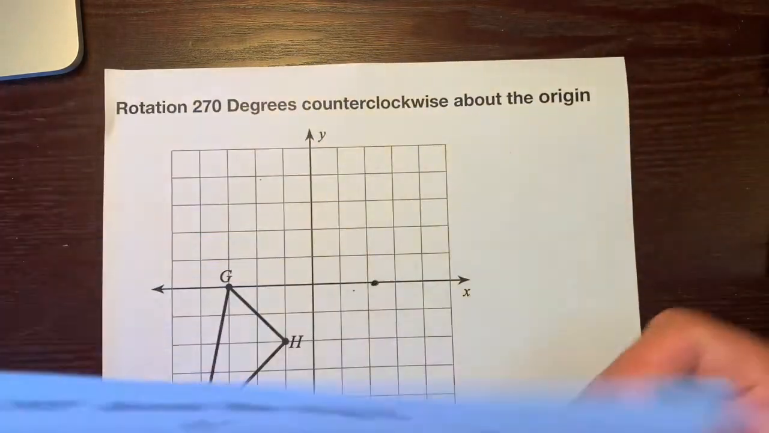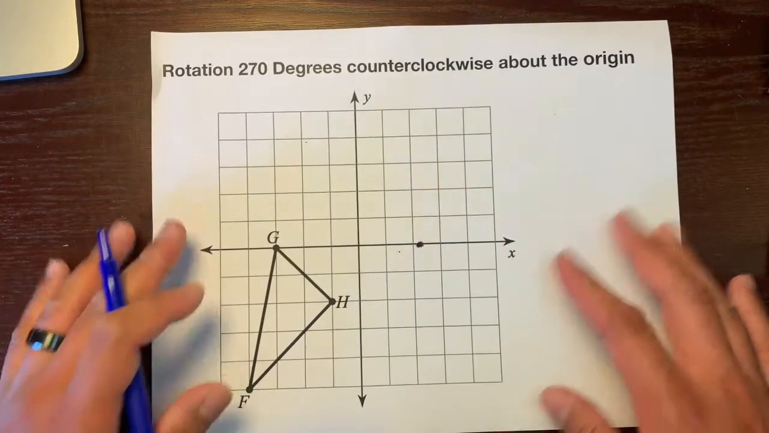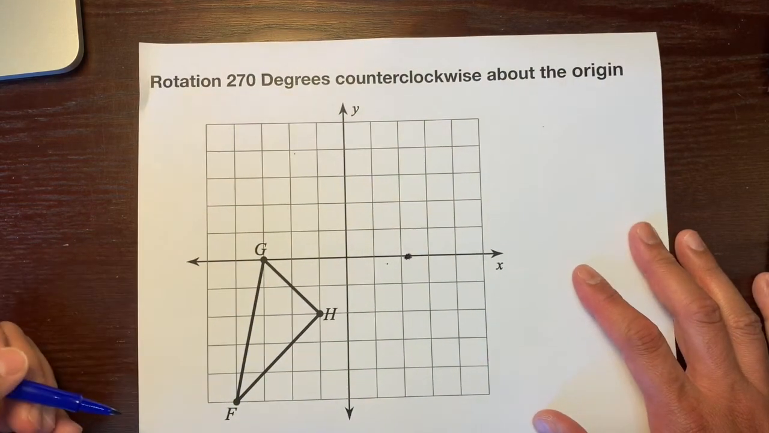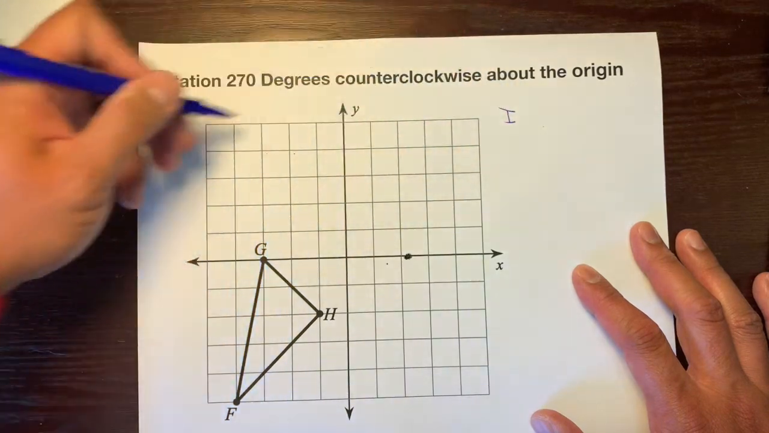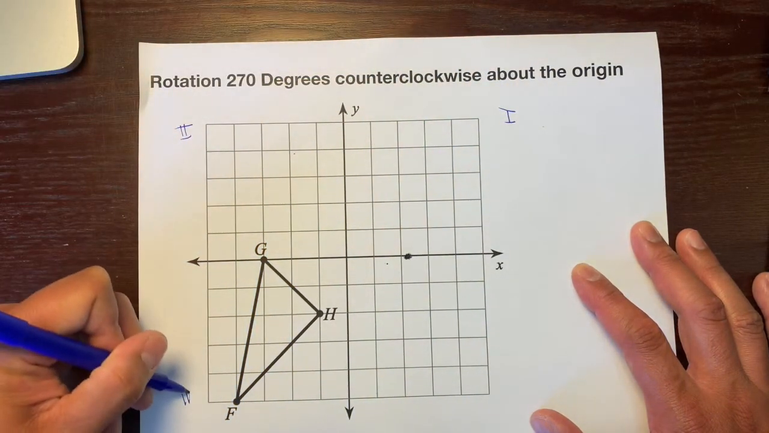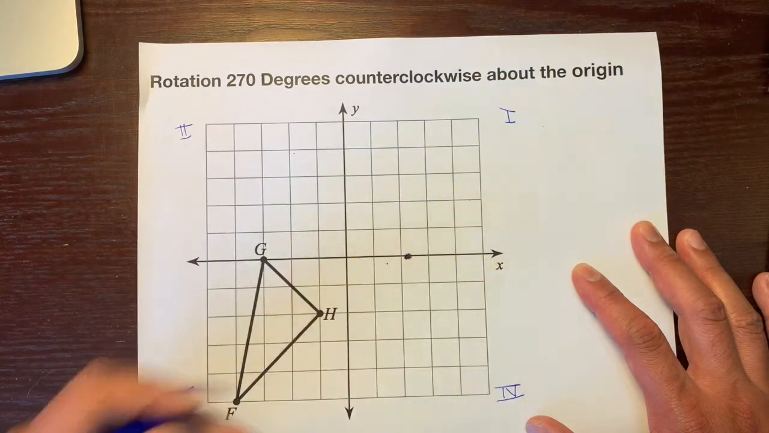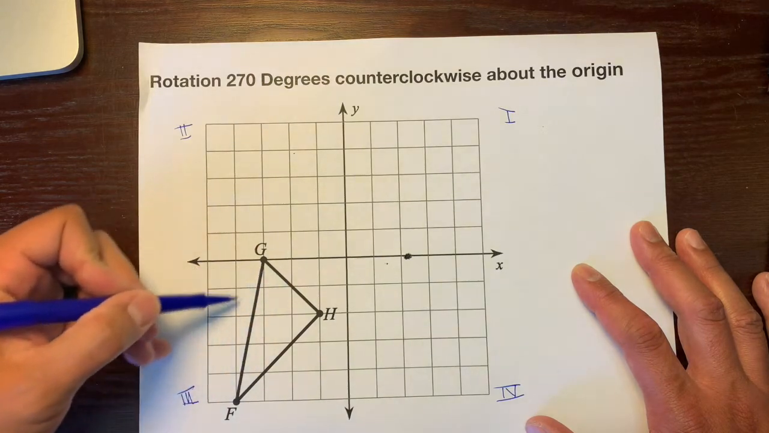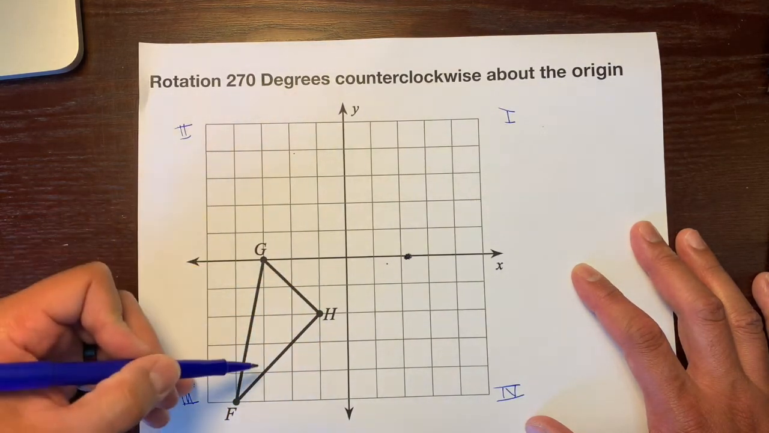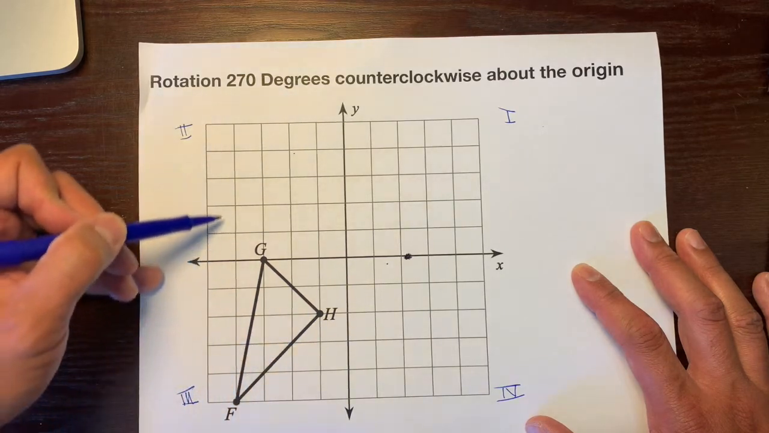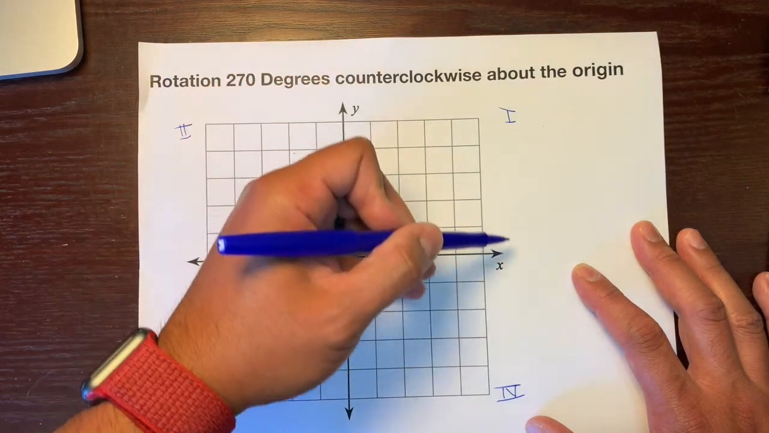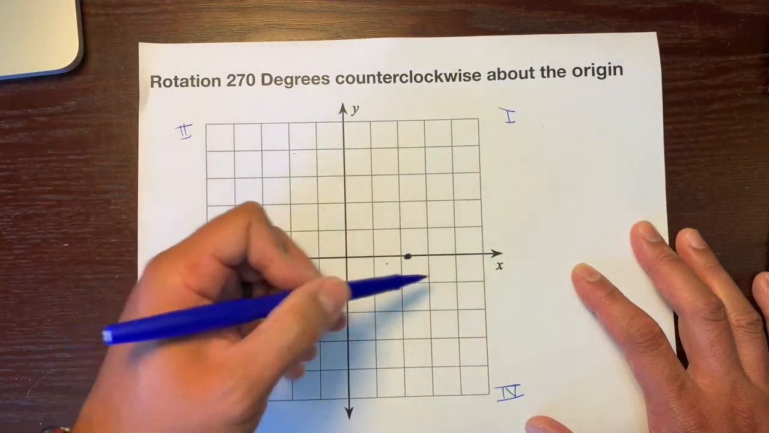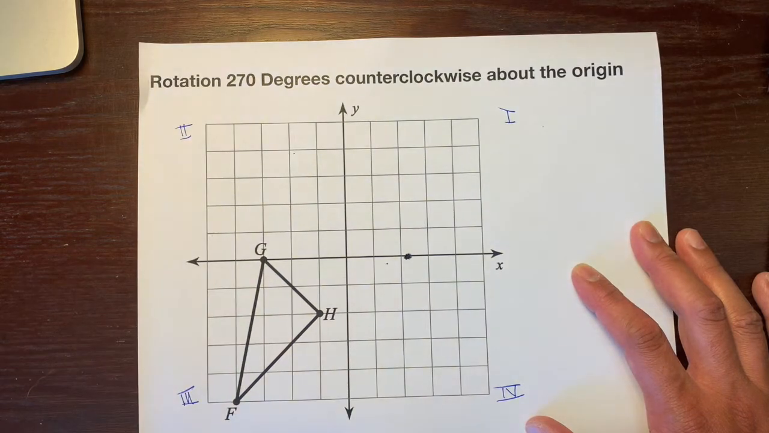All right, and here is our final example, a rotation of 270 degrees counterclockwise about the origin. So here's our first, second, third, and fourth quadrants, and about the origin. So this triangle is in the third quadrant, and we go counterclockwise. So here's a 90, 180, and 270 degrees. So 270 degrees, it would end up somewhere around here in the fourth quadrant.